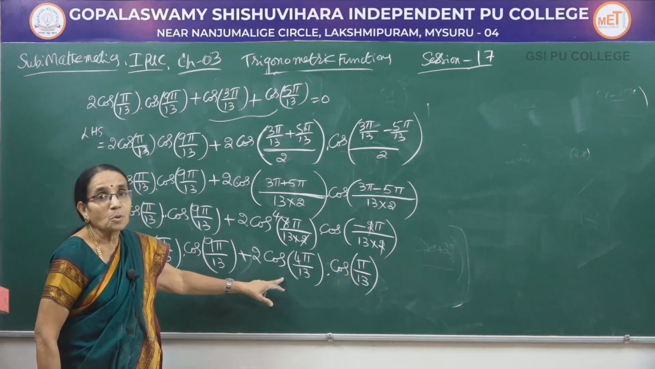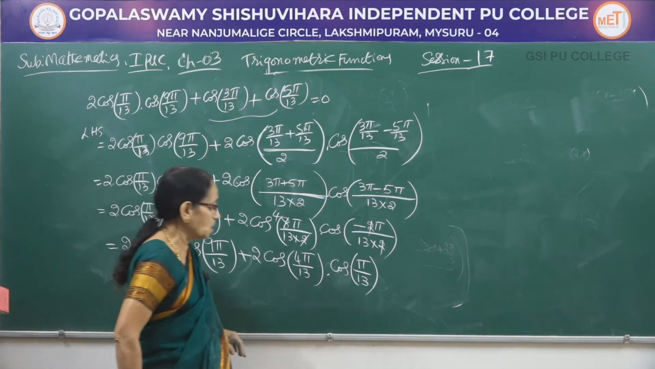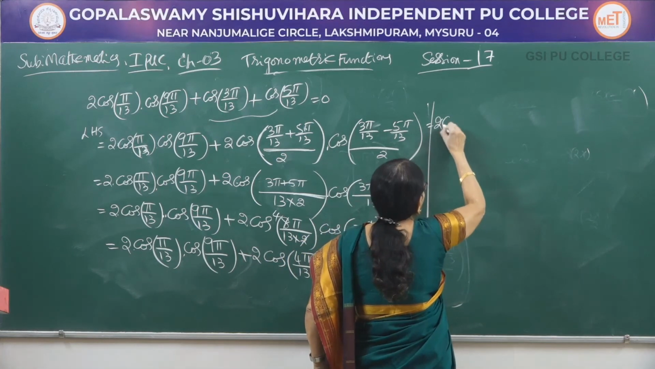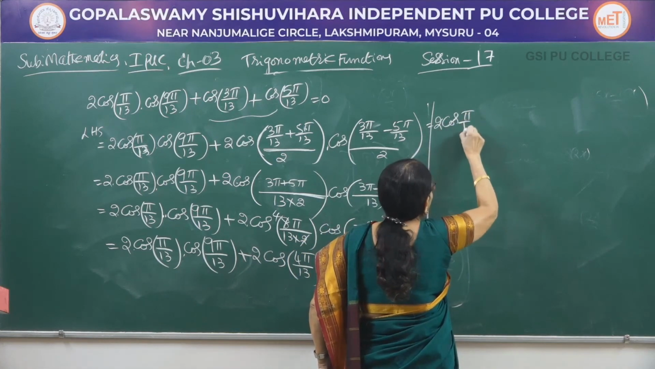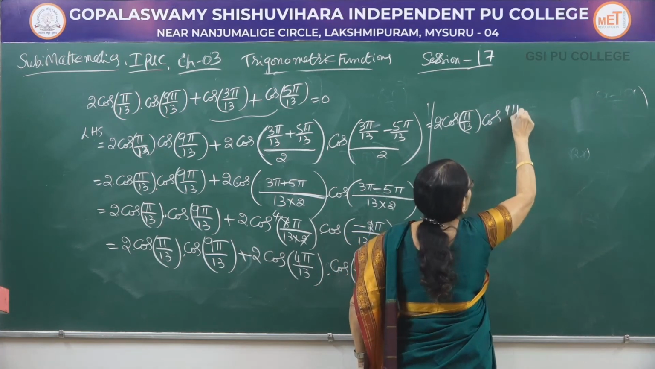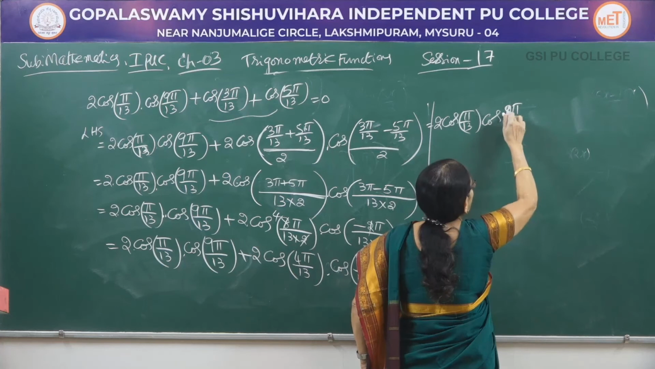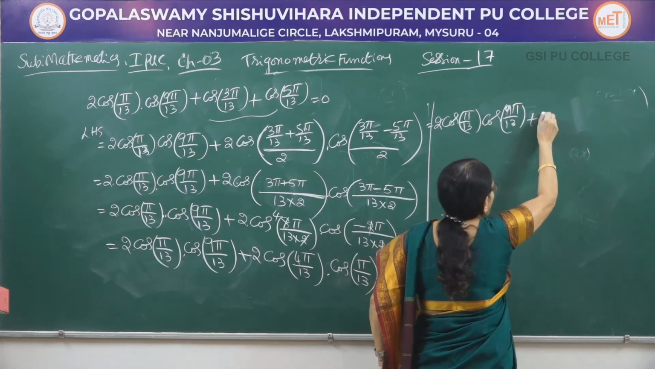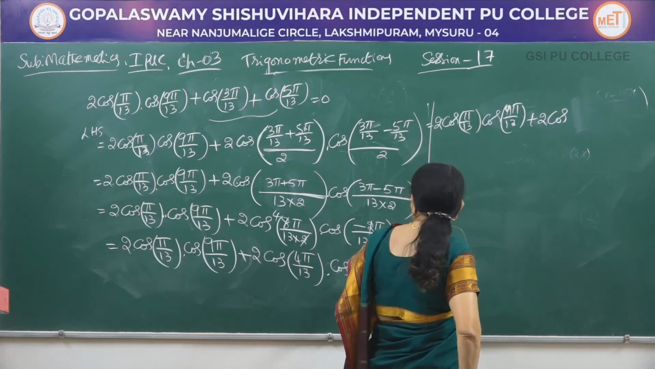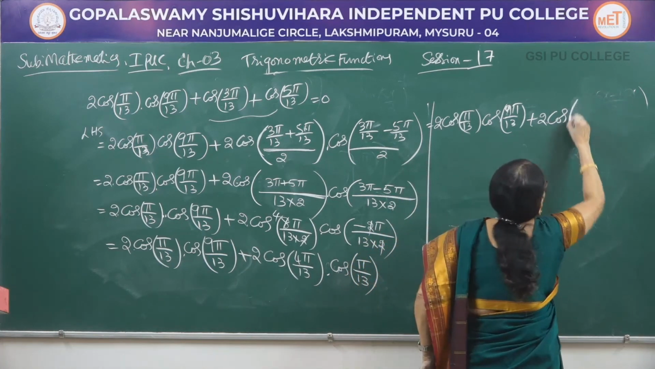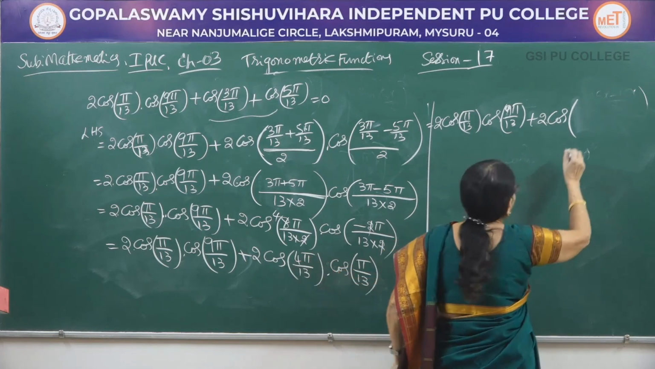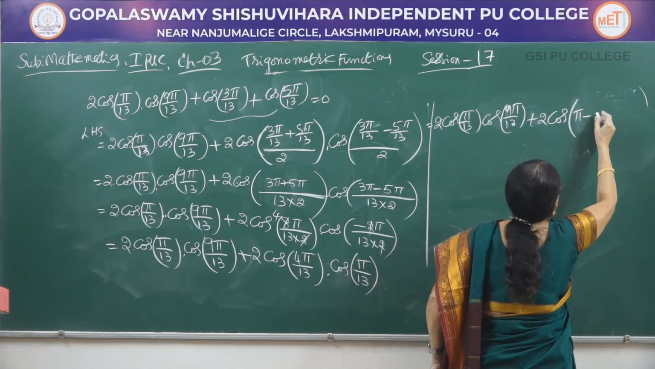So here I am using the allied angle rule. How do you write that one? Write it like this. It is equal to 2 cos pi by 13 into cos of 9 pi by 13 plus 2 into, use the allied angle rule for the first term, keep the second one as it is. See, I am using this rule as 4 pi by 13. Look here, it can be written like this.